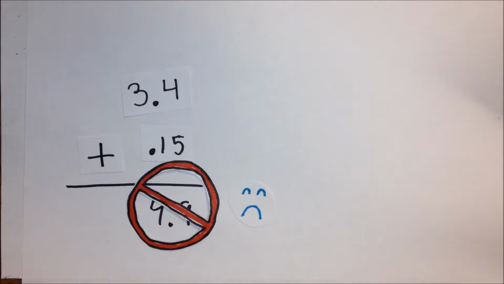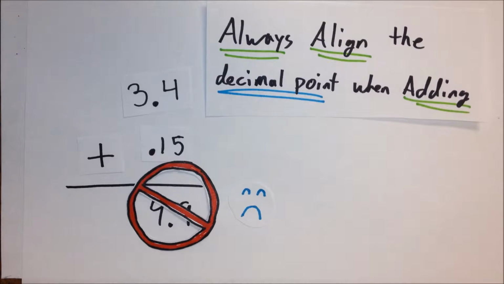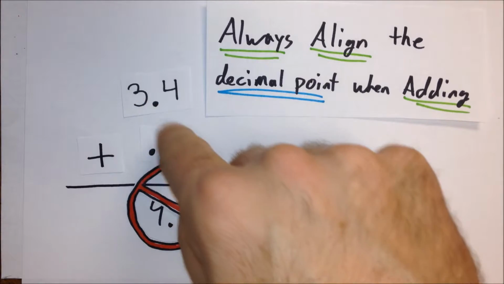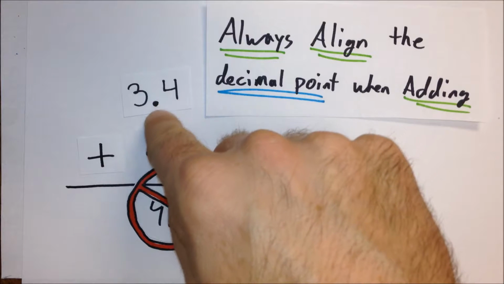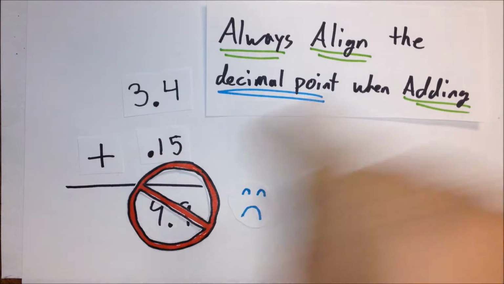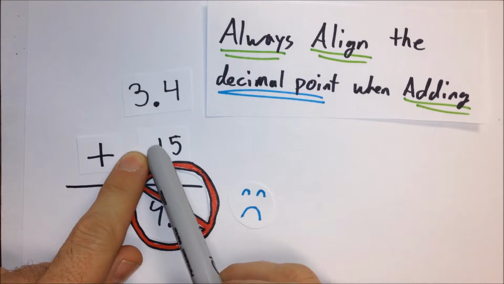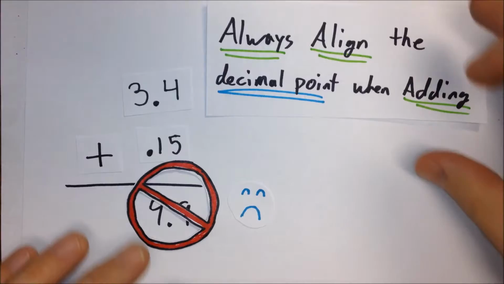Instead, we have a principle that we use that you probably know, but let me just highlight it to you. The principle is that we always align the decimal point when adding. And so what's going on here is that we have a decimal point, and here our decimal point is in the second position, and here our decimal point is to the left of both of those numbers. That's not how we add the problem.